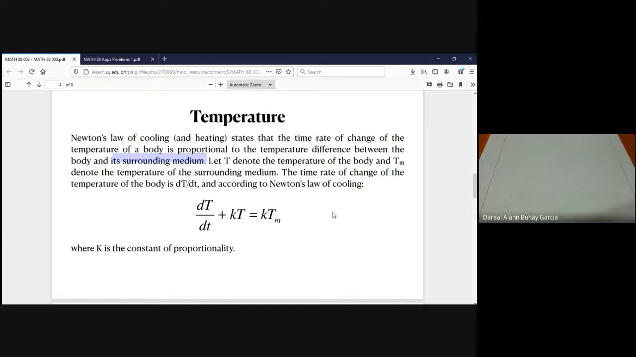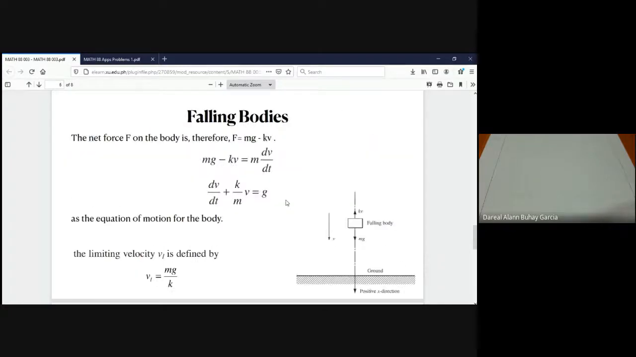The colder the object, the faster its temperature stabilizes with respect to its environment, whether the environment is colder or hotter. So it depends on that. Let T denote the temperature of the body, and Tm denote the temperature of the surrounding medium. The rate of change is dT over dt, the temperature with respect to time. This afternoon we are only exposing ourselves to these differential equations. Next meeting will probably be falling bodies and electrical circuits.